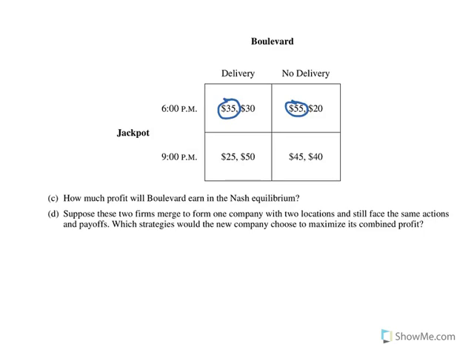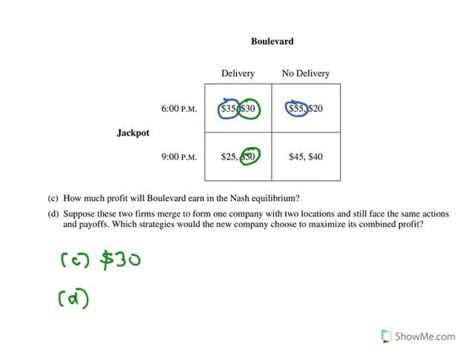If Jackpot goes at 6 p.m., I can either get $30 or $20, so I'm going to go with $30. And look, there's a Nash equilibrium right there. Then if Jackpot decides to go at 9 p.m., I either get 50 or 40. It's not going to matter what the answer to that part is because we already have our Nash, but I'll circle 50 here. So we have one Nash equilibrium at 6 p.m. and delivery. It wants to know how much profit Boulevard will earn in the Nash equilibrium. For letter C, the answer, of course, would be $30.